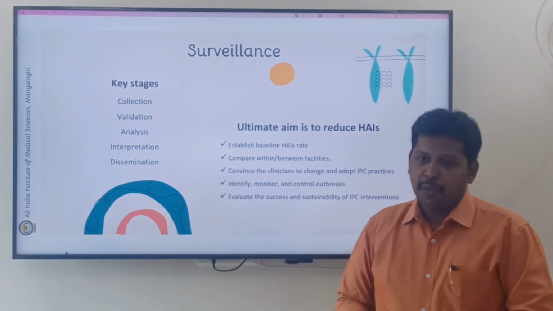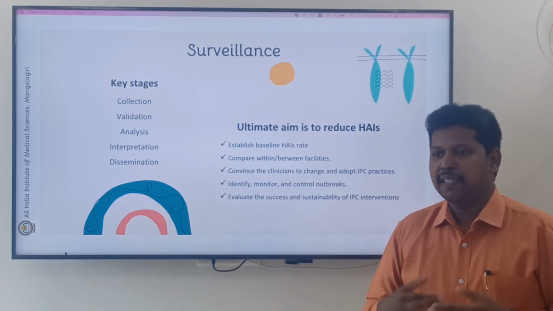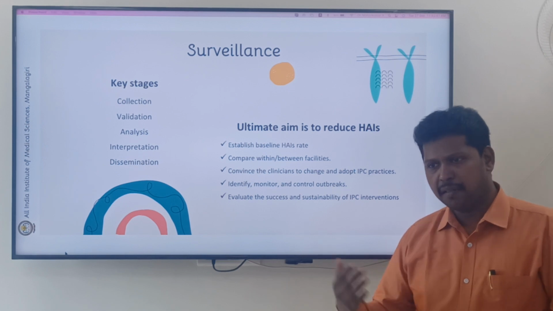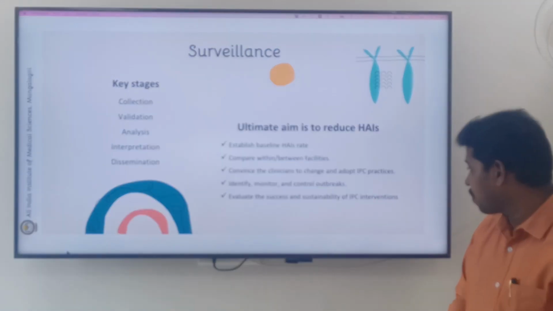Identify, monitor and control of an outbreak. So even if there is an unusual increase in cases, we will be able to detect it at an early stage if we are doing this surveillance on a routine basis.